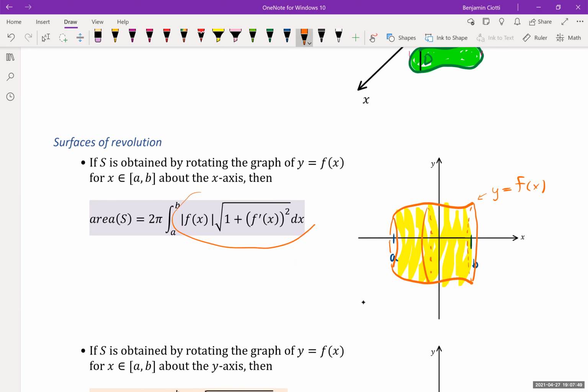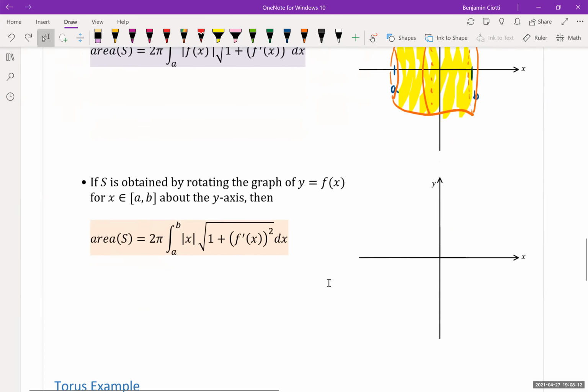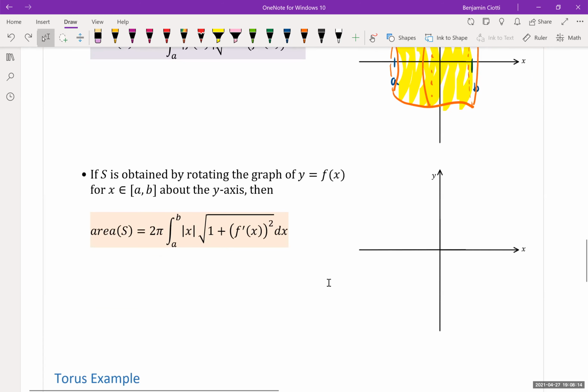And this formula is not hard to derive. Again, using the previous surface area formula. You can see details in the text. It makes use of the path length formula, by the way, for the length of the graph of y equals f of x. There's another surface of revolution formula.